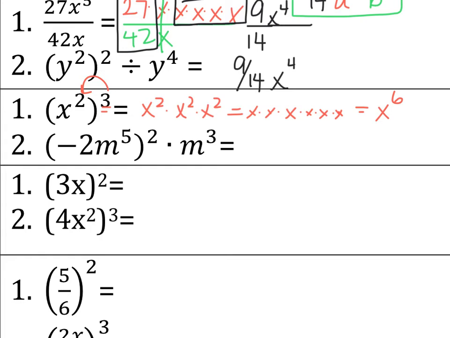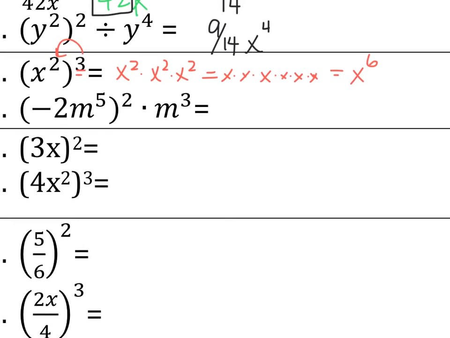In example number 2, we have -2m to the 5th power. The -2 does not have an exponent, so we're going to give it a 1. So I'm going to write this again out the long way. -2m to the 5th power squared means I need -2m to the 5th power times -2m to the 5th power times m to the 3rd.